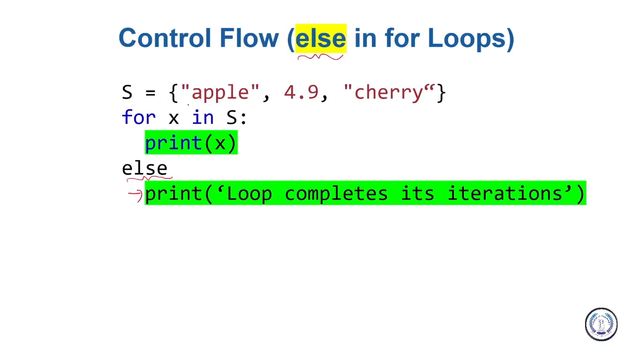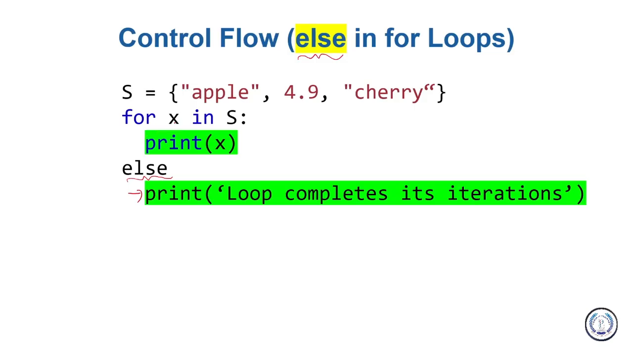Just consider this set has 3 elements: apple, 4.9, and cherry. Apple is one piece of data, 4.9 is one piece of data, which is a floating point number, and cherry is one piece of data, which is a string. So this S has 3 different elements. Now for X in this set, as long as X is in the set, the very first time X will be apple, so it will print apple. Next time X will contain 4.9. So iterate over this set, picking elements one by one and printing them all.